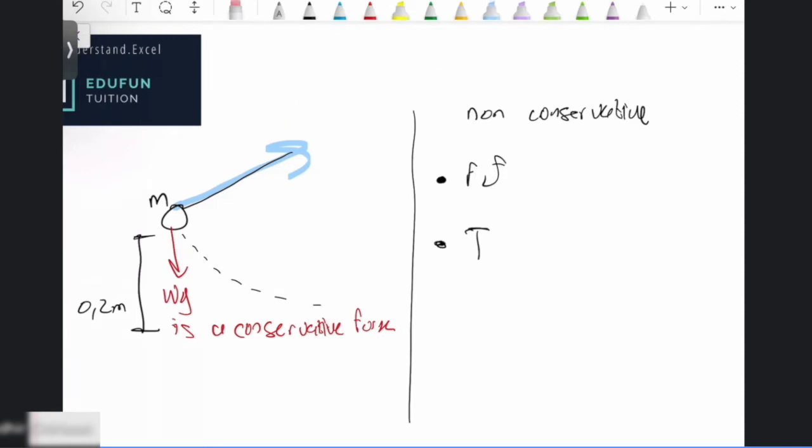Right? Friction, tension, they all... remember the definition that we deal with for conservative and non-conservative. Maybe if I explain the definition, it will make a little more sense. So a conservative force, the definition, I'm sure you guys have seen this, is with regards to the path taken, the direction of the path taken.